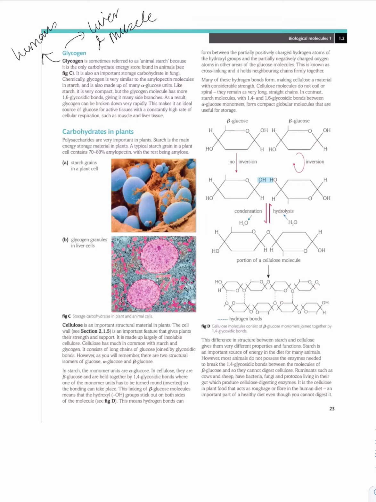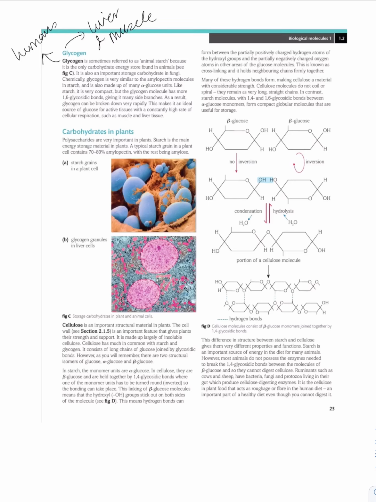Chemically, glycogen is very similar to the amylopectin molecules in starch and is also made up of many alpha-glucose units. Like starch, it is very compact, but the glycogen molecule has more 1,6 glycosidic bonds, giving it many side branches. As a result, glycogen can be broken down very rapidly. This makes it an ideal source of glucose for active tissues with a constantly high rate of cellular respiration, such as muscle and liver tissue. Because the muscle is always working, so is the liver.